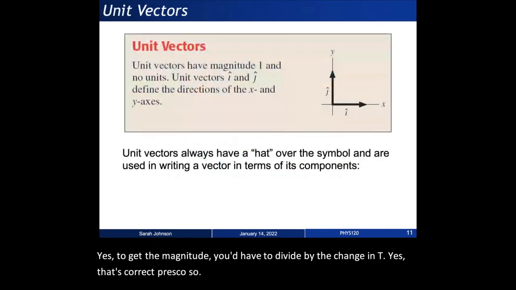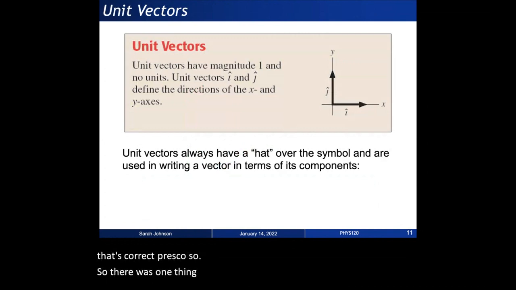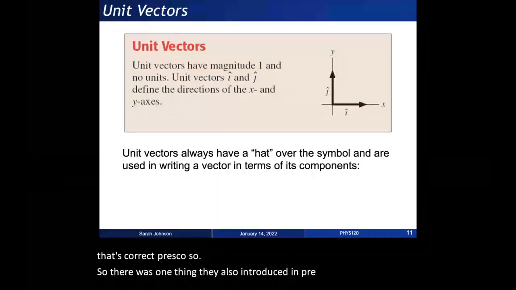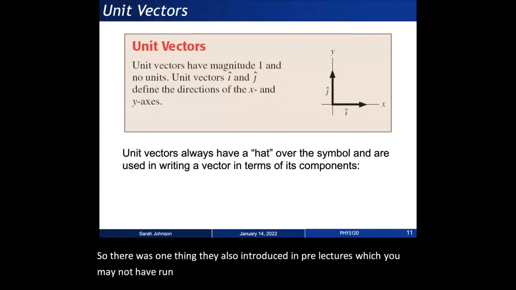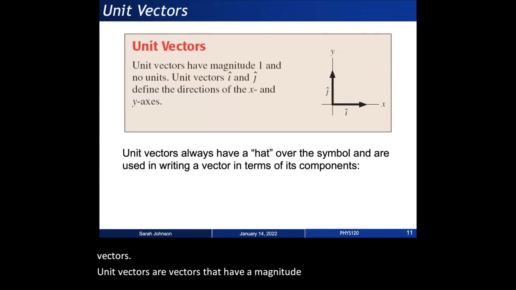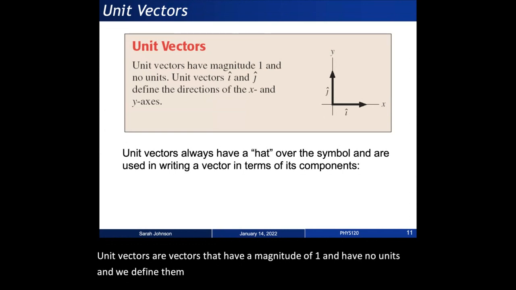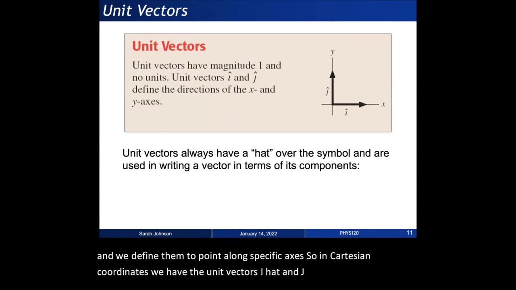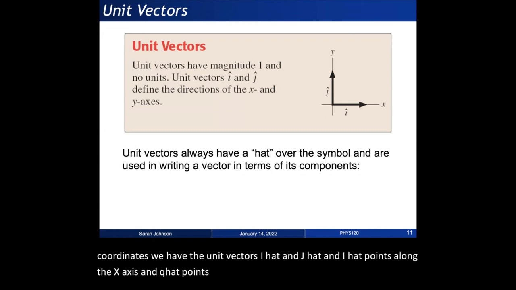Okay, so there was one thing they also introduced in the pre-lectures, which you may not have run into before, and that's this concept of what we call unit vectors. Unit vectors are vectors that have a magnitude of 1 and have no units. And we define them to point along specific axes. So in Cartesian coordinates, we have the unit vectors i hat and j hat. i hat points along the x-axis and j hat points along the y-axis.